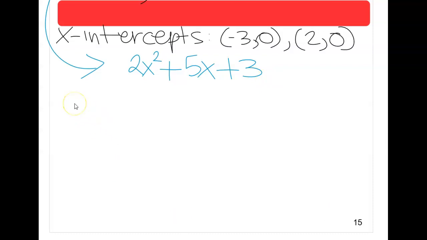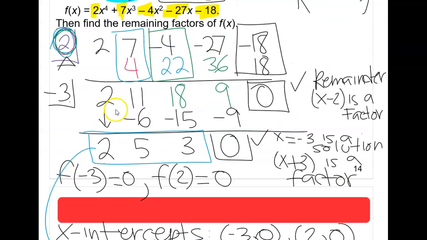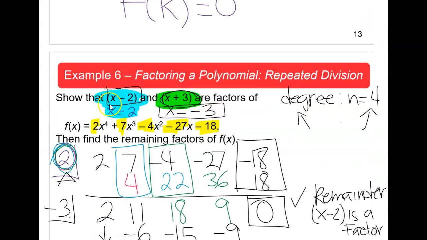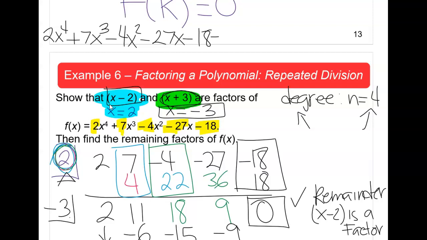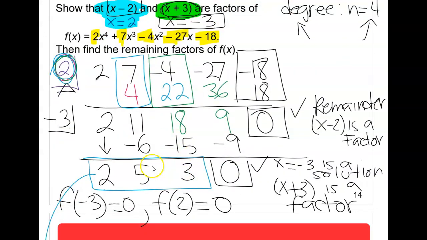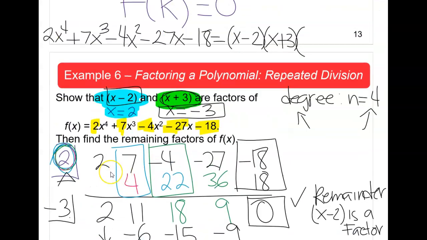So at this point, what we did was we were able to prove that the original polynomial, I'm going to write it up here actually, 2x to the 4th plus 7x cubed minus 4x squared minus 27x minus 18 could be factored as the following: x minus 2, x plus 3, and then the other factor was the one that came from here, from this digit, so it was 2x squared plus 5x plus 3. That's how we factor it.